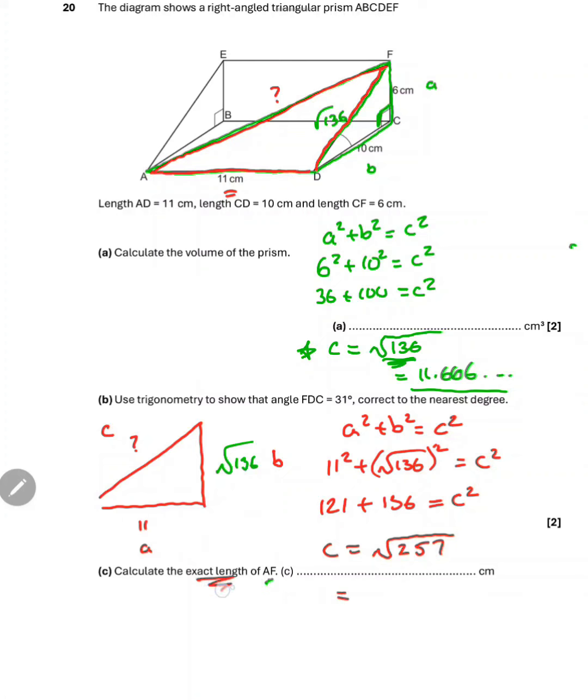And it says exact length, so that's it. I'm just going to leave it as root 257. It doesn't say simplify the surd. If I put square root of 257 into a calculator, I get 16.03, and so on, but that's not exact. Just write it down in case you've gone that far. It wants the exact length. Leave it in surd form.